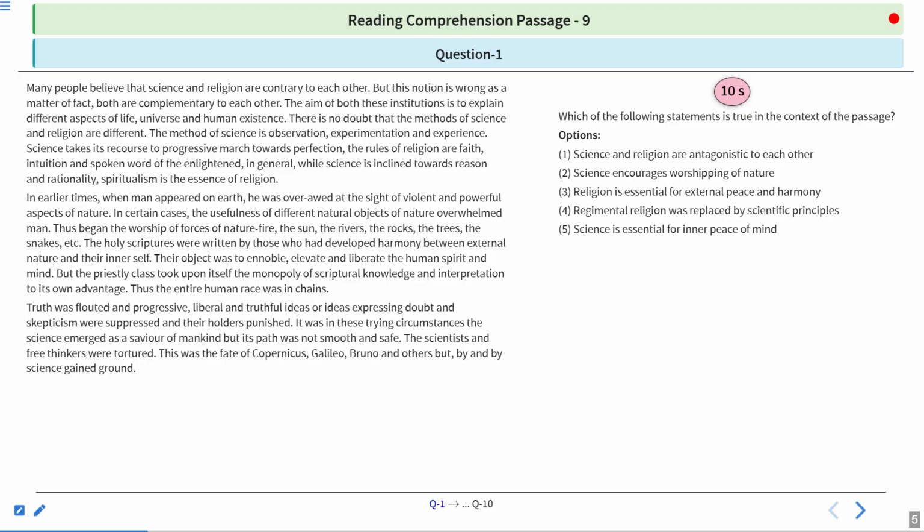Which of the following statements is true in the context of the passage? Options: Science and religion are antagonistic to each other. Science encourages worshipping of nature. Religion is essential for external peace and harmony. Regimental religion was replaced by scientific principles. Science is essential for inner peace of mind. I hope you've understood the options and you have 10 seconds to answer.